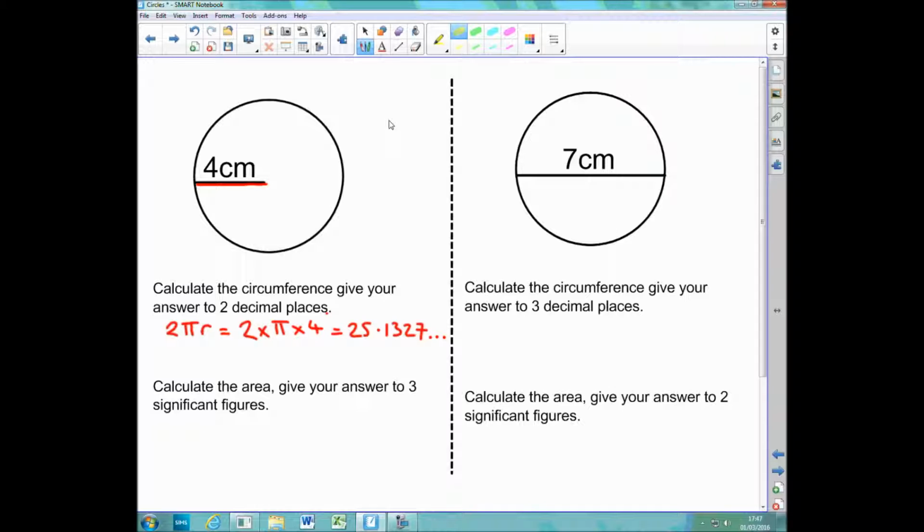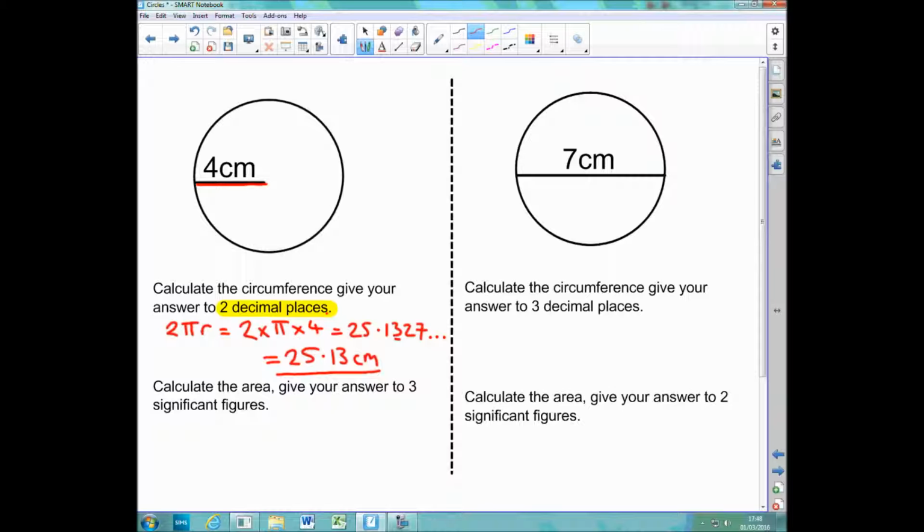Now the question's actually asking to give your answer to 2 decimal places, so it's asking you to round your answer. If you remember, 2 decimal places means that we're going to have 2 decimal numbers after that decimal point. So we just need to check, 3 is the second decimal place. We just need to see whether that's going to round up or stay the same. And that 2 next to it tells me that that number is going to stay the same. So we're going to give our answer 25.13, and because it's circumference, it's a distance, it is going to be in centimeters.